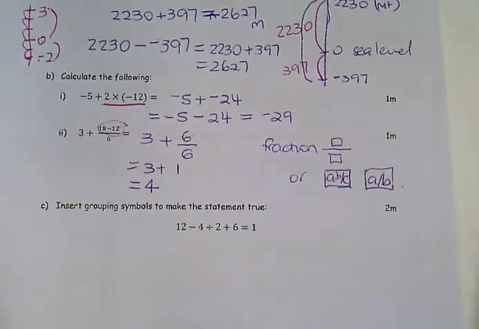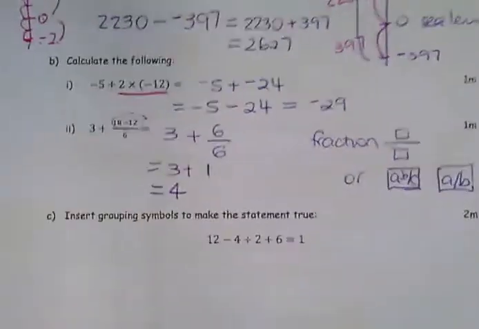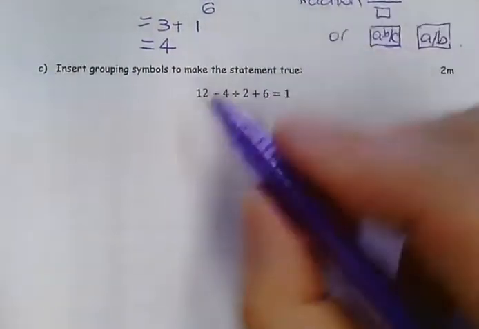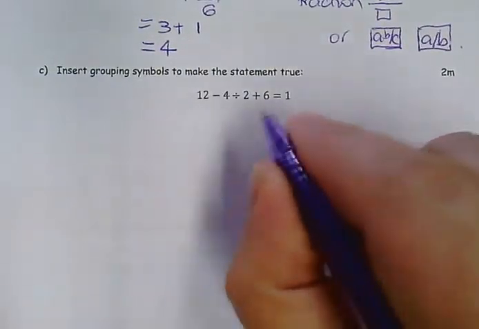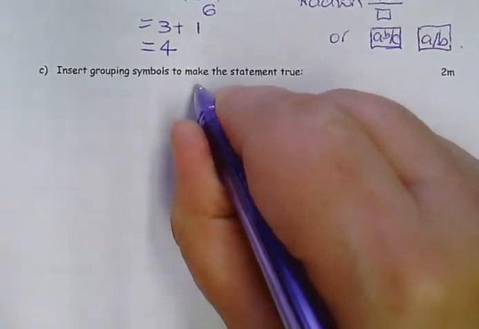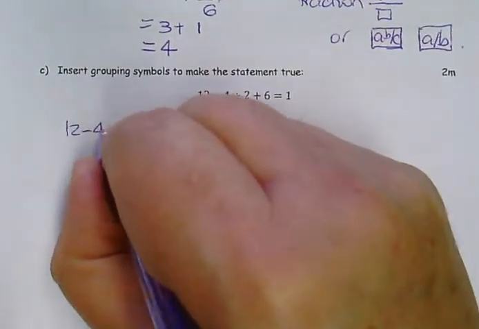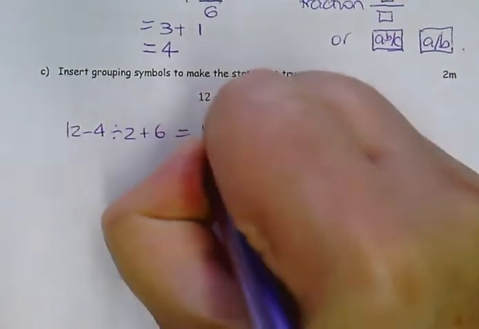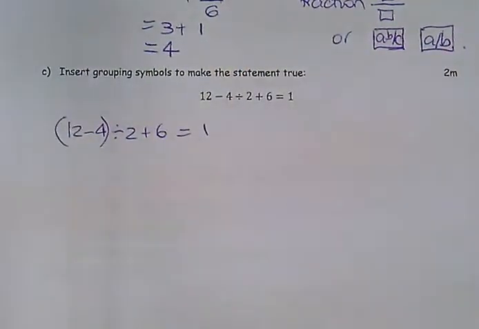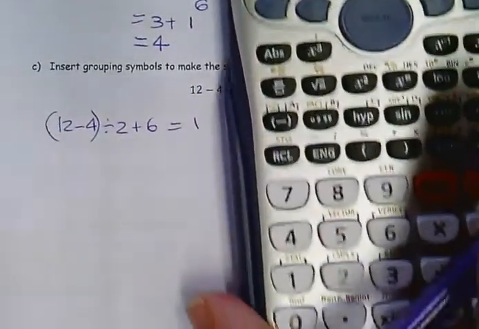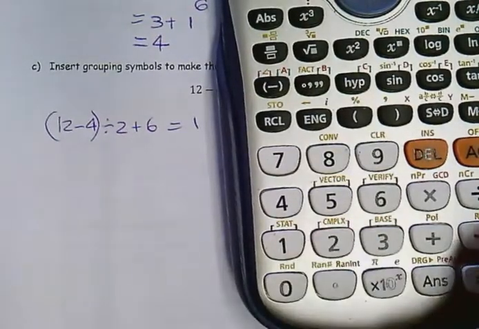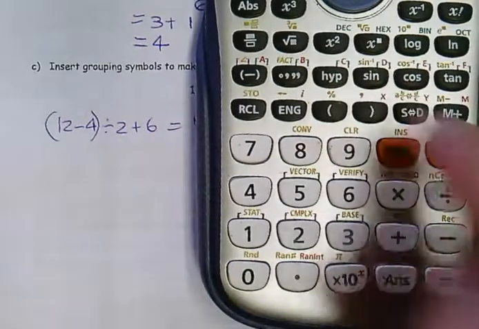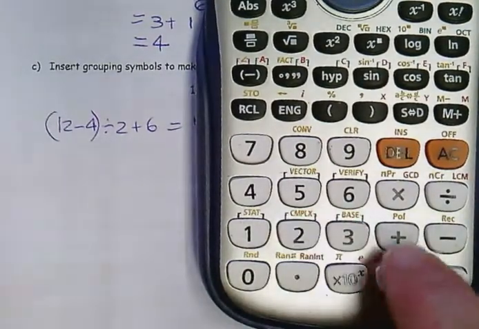Now, insert grouping symbols to make the following statement true. Okay, so let's just see what we've got. This is a little bit of a tricky one. You can try putting brackets. Let's say we try brackets here at the beginning. Now you can use your calculator to do this. It's a calculator section. So you could use your calculator and go as follows, bracket, or you can just do it in your head. We've got 12, take away 4, close bracket, divided by 2, and then plus 6.